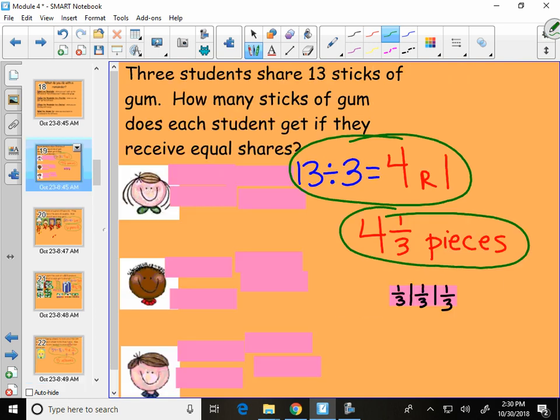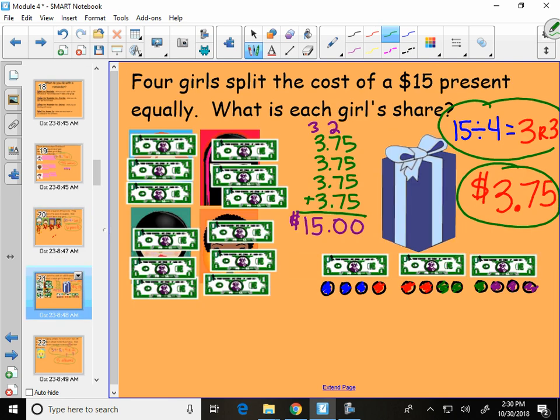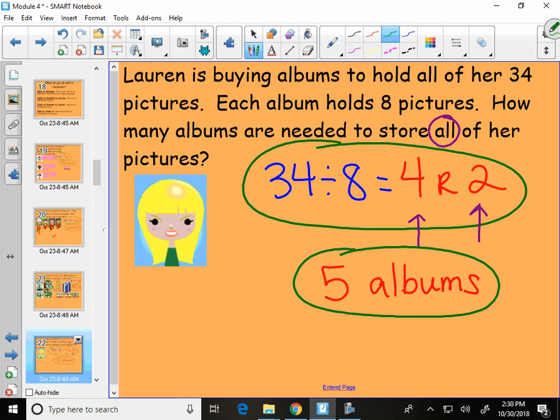So for each of these problems, we figured it out mathematically, and then we figured out what we would do in real life. Mathematically, and then real life. Mathematically, and then what would we do in real life? And finally, mathematically, what's the answer? And what would you say in real life?